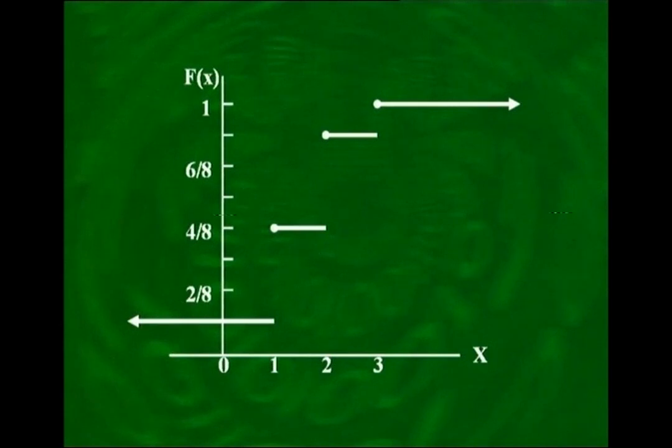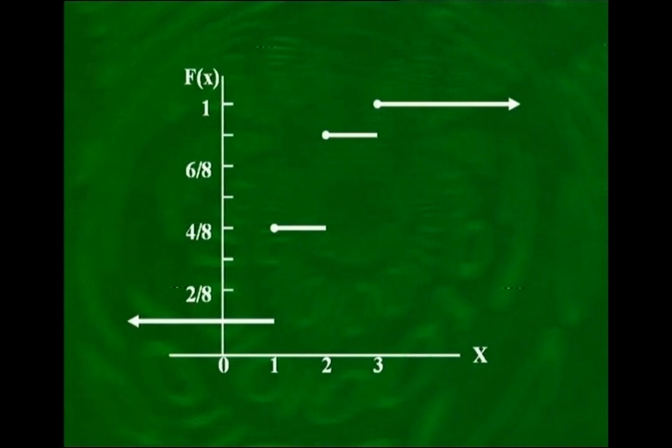The graph of the distribution function starts from minus infinity and goes up to plus infinity. And as you can see on the slide, the level of the graph is level 0 for all values of x less than 0. As soon as we arrive at the point x equal to 0, the graph takes a jump and it reaches level 1 by 8. And it maintains this level for all values of x from 0 to 0.9999999 and so on. Lekin, the moment we arrive at the point x equal to 1, the graph takes a jump again and it reaches the level 4 by 8.